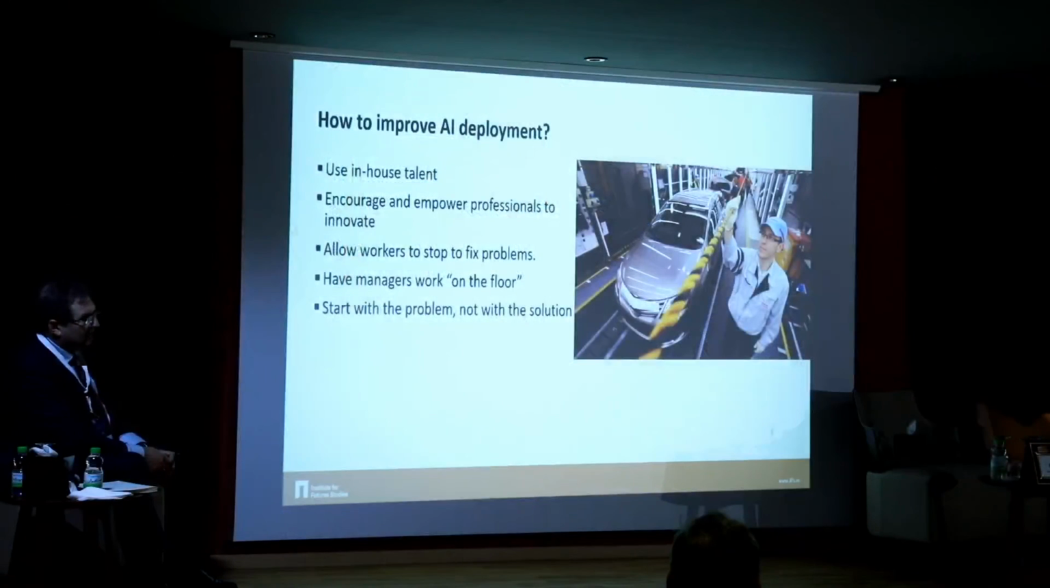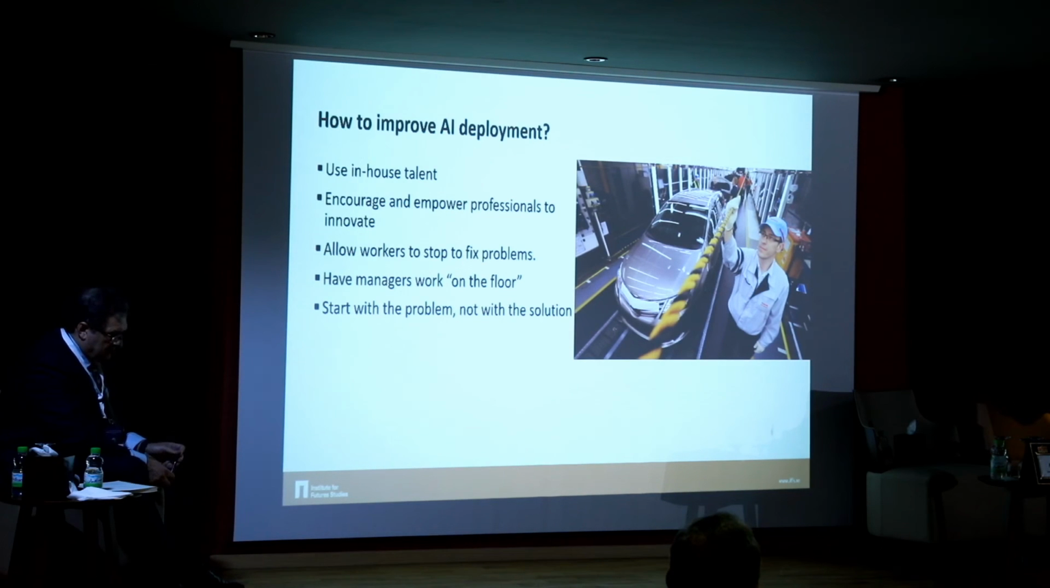Okay, so how to improve AI deployment and avoid some of these mistakes, especially in the public sector. I think a few lessons, and these are not wholly original, but I'm just going to mention them. First of all, use in-house talent. Do not use management consultants and external experts, because they will probably fleece you, and they have no incentives to make something that works. Second, encourage and empower professionals to innovate. That is, the doctors, the nurses, the teachers. If you assume that they want to be innovative, if you assume that they want to improve stuff, then they will do it if you give them the time and the knowledge and the tools.